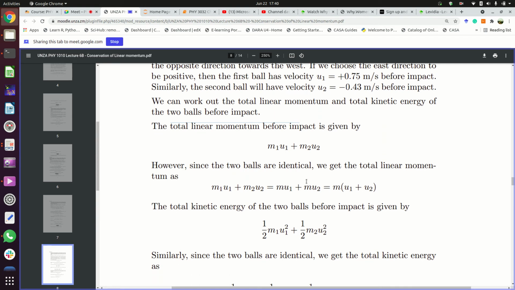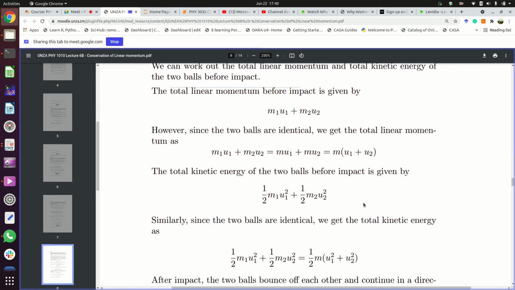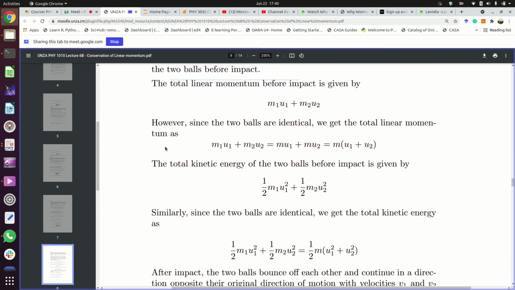After they collide, since it's a head-on collision, the first ball will have to bounce back, and the second ball will have to bounce back. So the first ball, which was moving east, will have to move west. The second ball, which was moving west, will have to move east. So after they collide, these two balls are going to have different velocities.